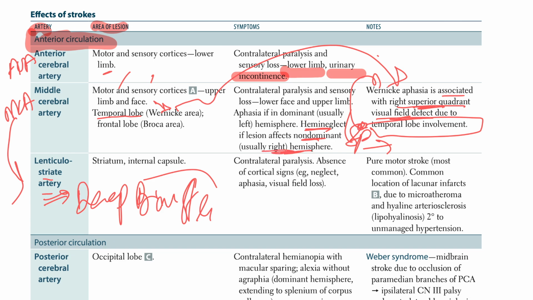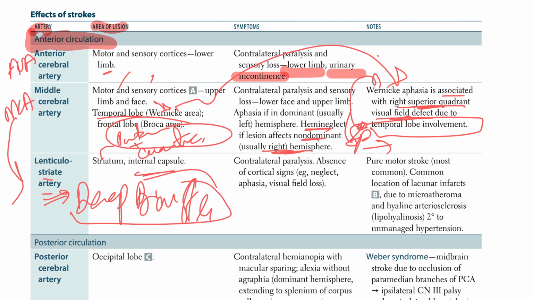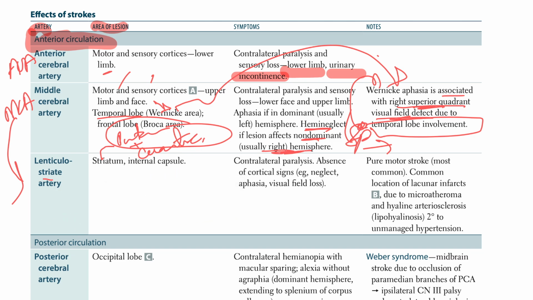Then we have the lenticulostriate arteries. They supply the deep structures of the brain, which is your striatum. If you recall neuroanatomy, what was the striatum? Putamen plus caudate, right? So these two structures plus the internal capsule. So you will cause a lesion to all of these deep structures. The high yield point is there.